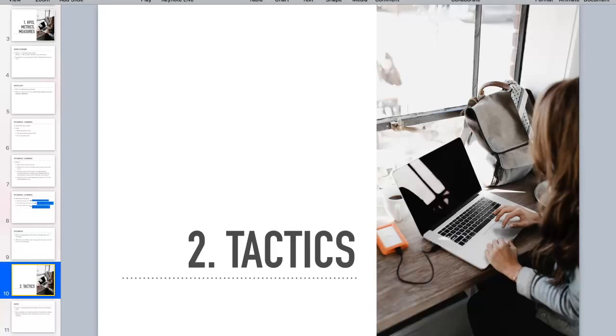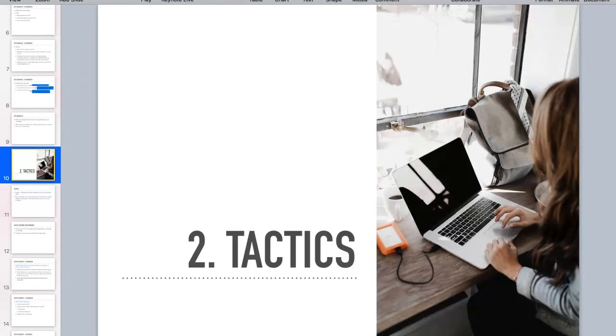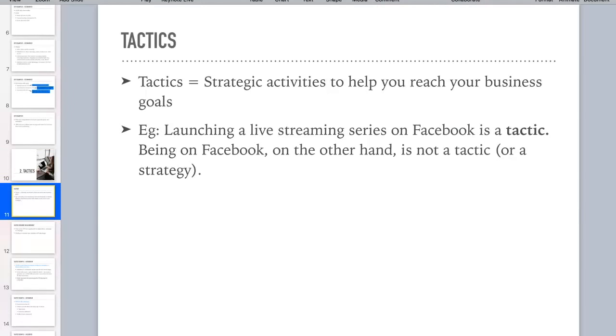So looking at tactics, these are what will drive the success in your campaign so you're meeting those KPIs, and those measures are coming through at the set goals. Tactics are strategic activities to help you reach your business goals. An example of a tactic is launching a live streaming series on Facebook in order to reach a certain goal, be it driving traffic to a website or driving awareness of a particular product.